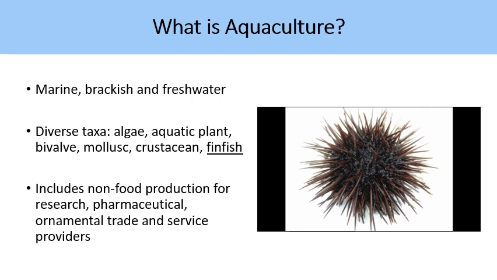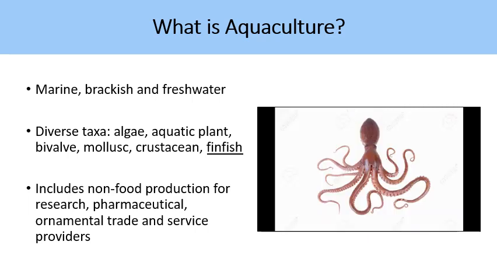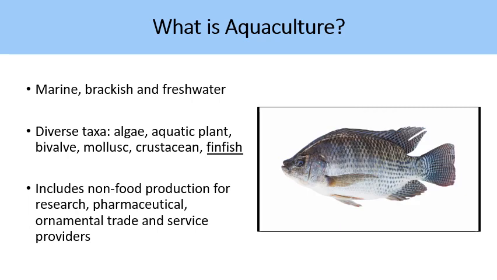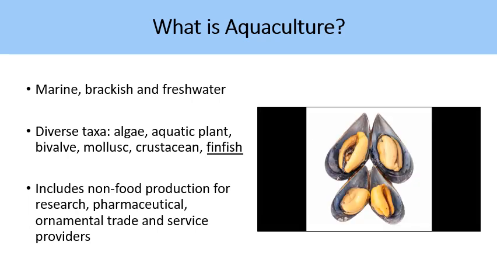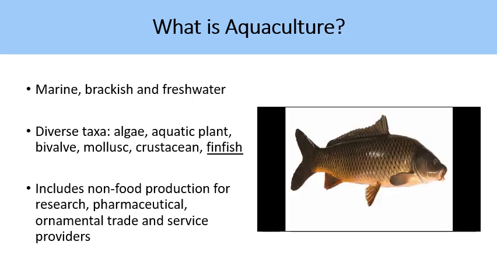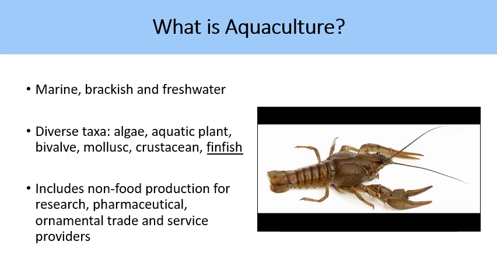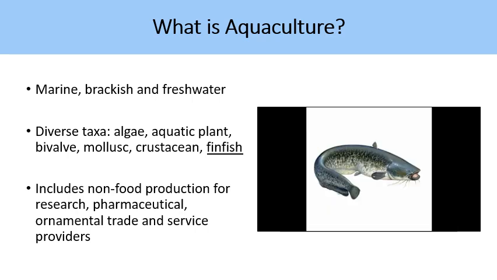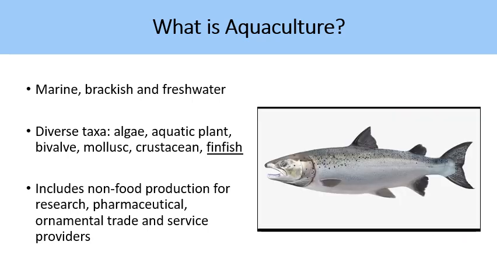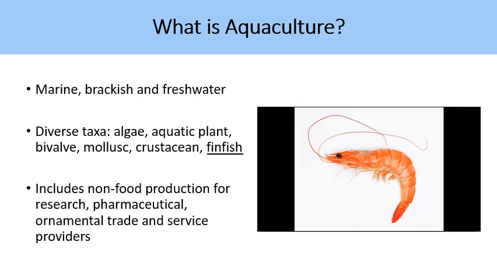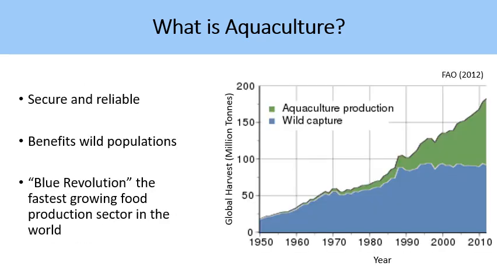There are forms of aquaculture which do not focus on food production. These include generating research animals such as zebrafish for medical research, producing micro and macroalgae for pharmaceutical products, captive breeding ornamental species for the pet trade, and breeding service providers such as cleaner fish.